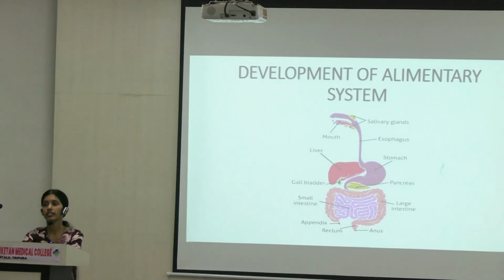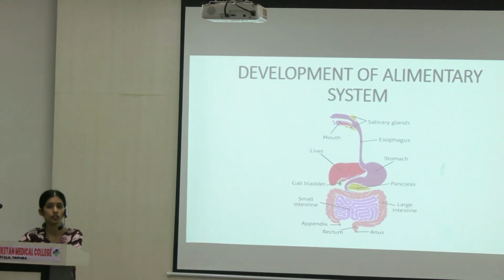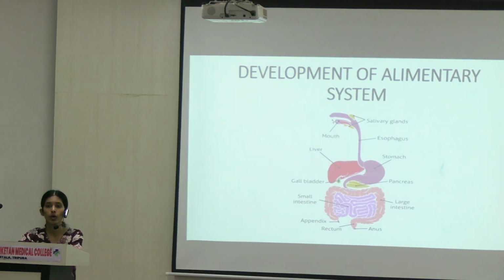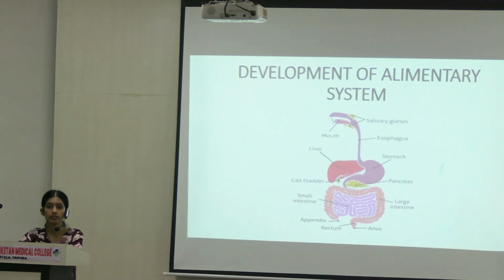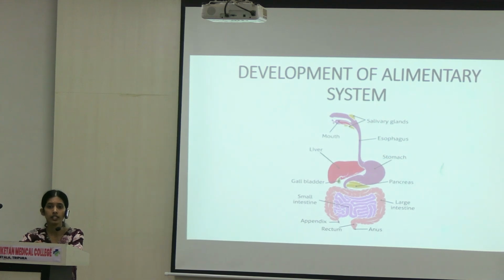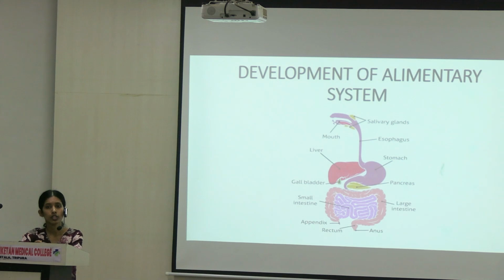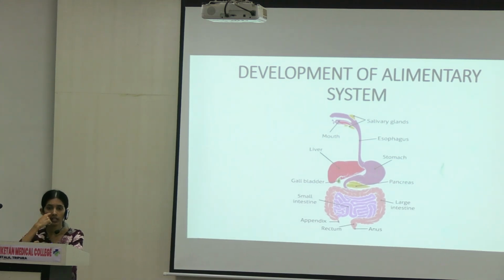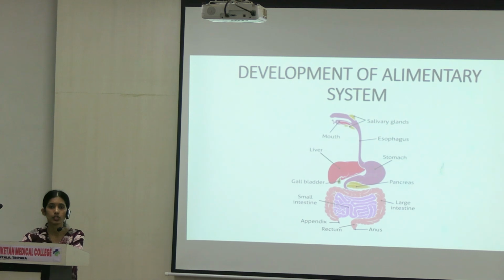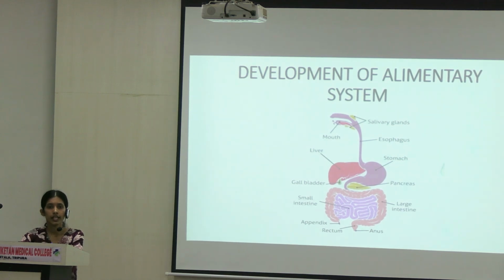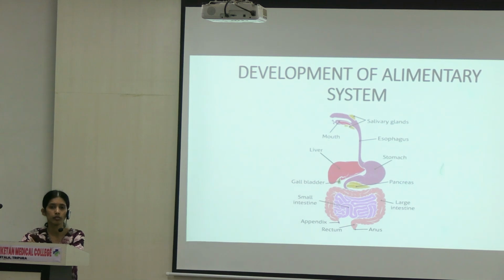In this class, we are discussing the development of the GIT, that is your gastrointestinal tract. So, what is the first part we have already discussed? Foldings of the embryo, right? How many types of foldings are there? Two types. What are those? Cranio-caudal foldings, which is also known as head and toe foldings. The other one is lateral foldings.